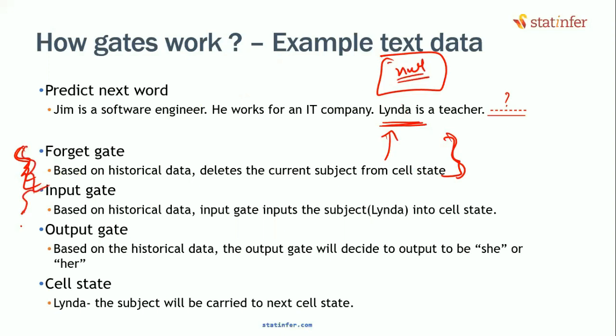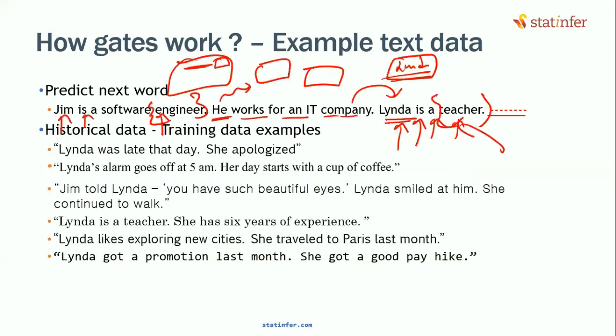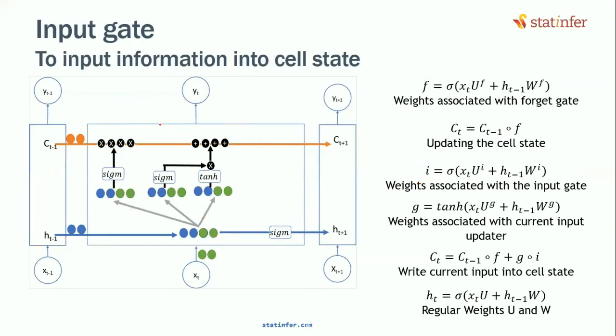Okay. Input gate. Can you tell me what input gate will do in the subject box? Based on the historical data, Jim will be erased. What will input gate do? It will now update. Forget gate doesn't have the ability to write anything in the cell state. It just multiplies, which means either you delete something or you don't delete something, but it doesn't have the ability to add.